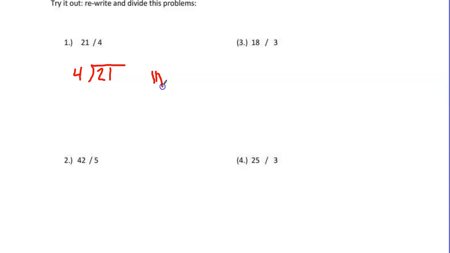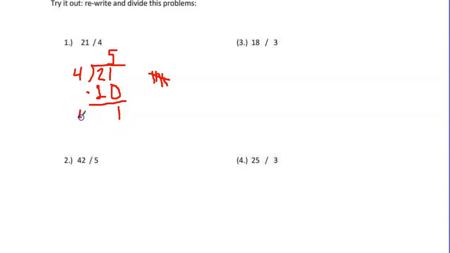4, 8, 12, 16, 20, and I stop there. I can either immediately put the 20 right here, or I can immediately put my 5 that I got from my tally box in my quotient, then do the next step. Multiply 5 times 4 to get 20, and subtract. 21 minus 20 is 1.